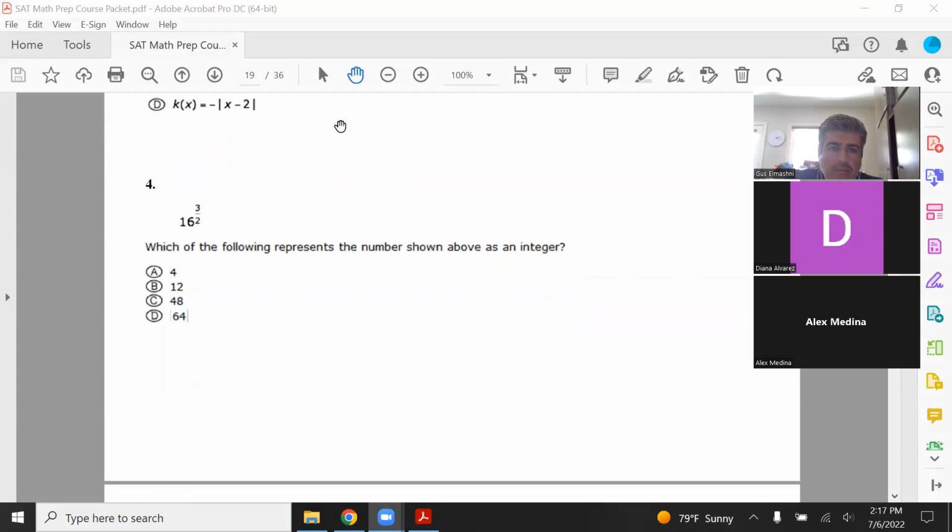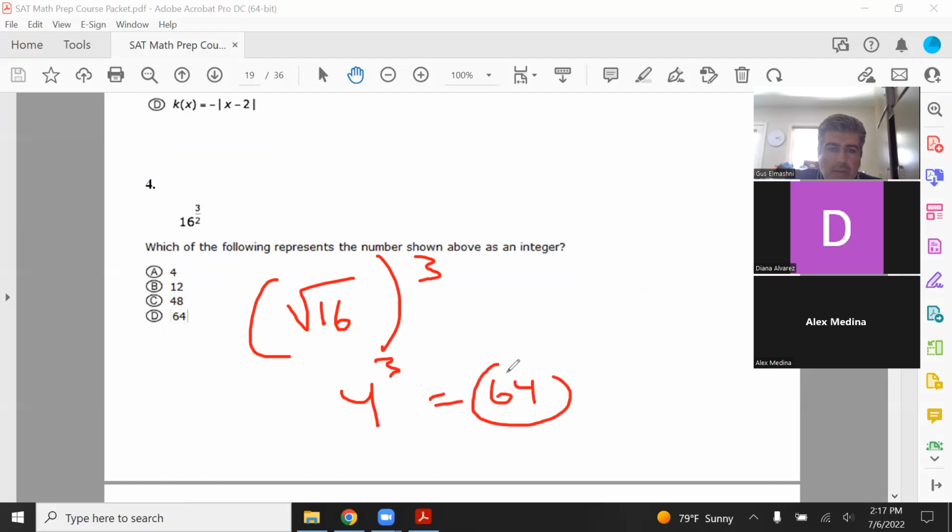4. That's going to be square root of 16, then cubed. 4 cubed is 64. And that's that. There we go.